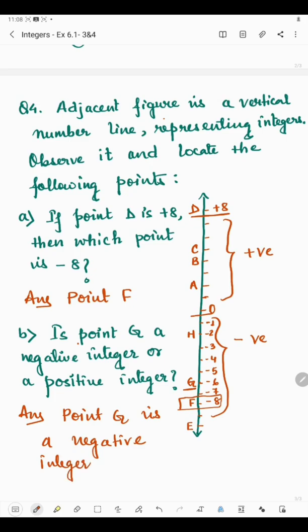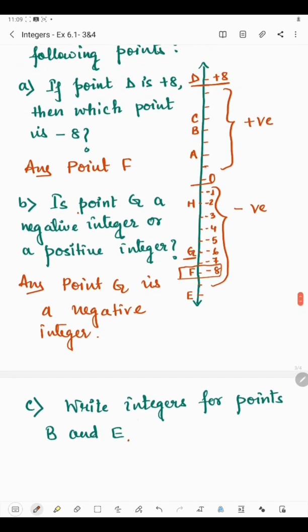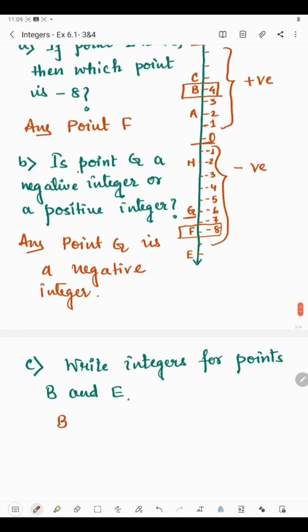Now coming to C part. In the C part we have, write integers for points B and E. So let us check the figure. Where is point B? Here is point B. Now if 0 is here, then the upper part of 0 is all positive. So 1, 2, 3, so point B is plus 4. Now we will find point E.